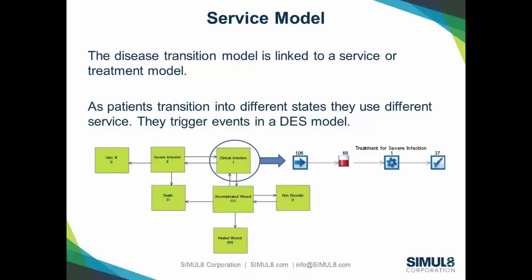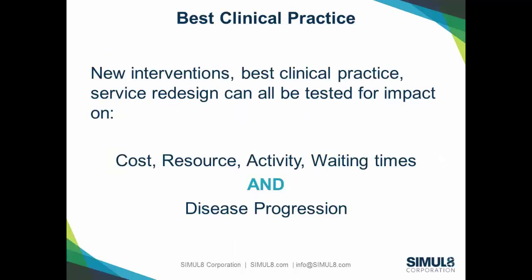Then coming on to clinical practice, of course, once you've got your disease transition model and you've got your interventional service model, you can model your as-is service and understand why it's happening in the way that it does, and then you can test out best clinical practice, your new interventions, so you can see what the impact is on cost, resource, activity, waiting times, and also disease progression and therefore outcomes for patients. So this way of looking at pathways enables you to understand patient outcomes as well as the kind of key resource questions that you might be wanting to answer.